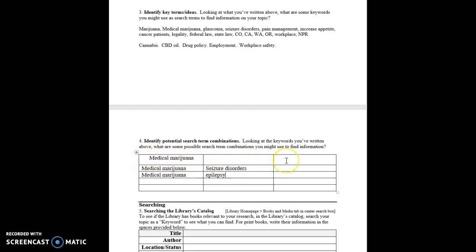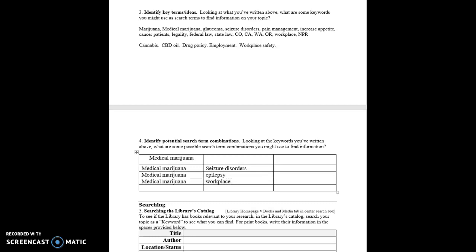So we do a search for medical marijuana by itself. We get a ton of stuff, too much. So then we start combining it with search terms: medical marijuana and seizure disorders to see what's there. Then medical marijuana and epilepsy to see what's there. Right? And then you just go through medical marijuana and the workplace. Okay.